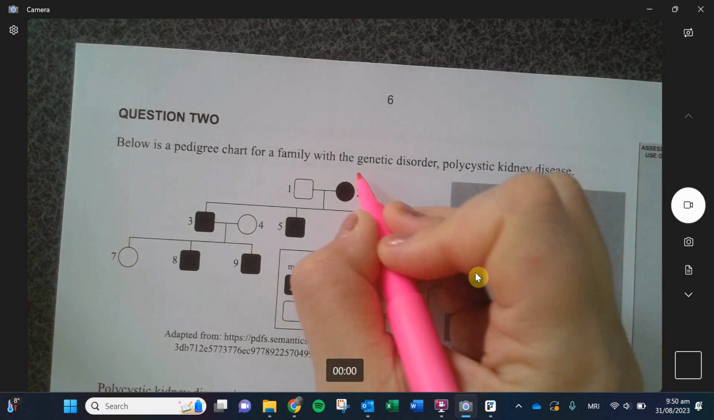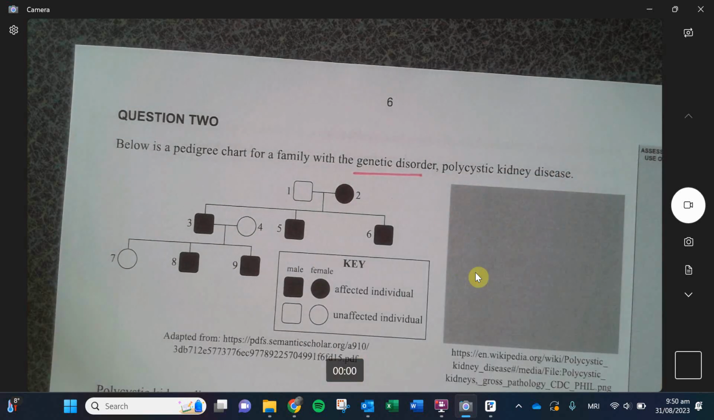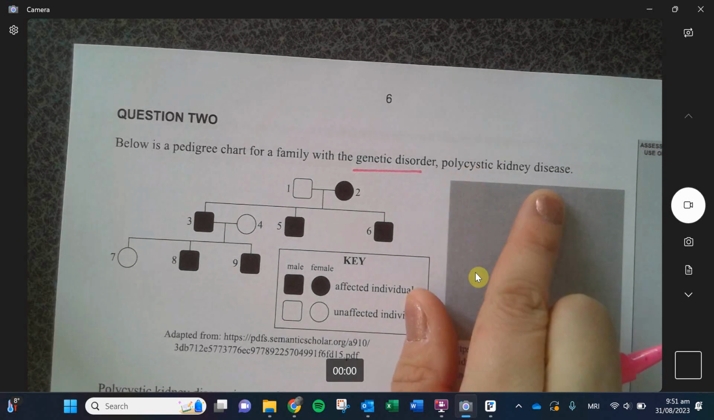So this is a genetic disorder. What that tells me is that this disease is inherited through your genes from your parent. It's not something that you get because you got a cold or flu or infection. It is just something that unfortunately you get because of DNA. This one is polycystic kidney disease.